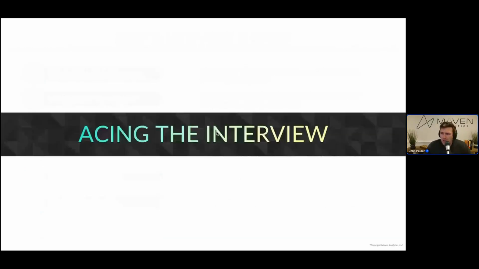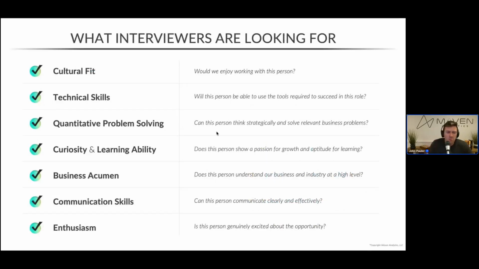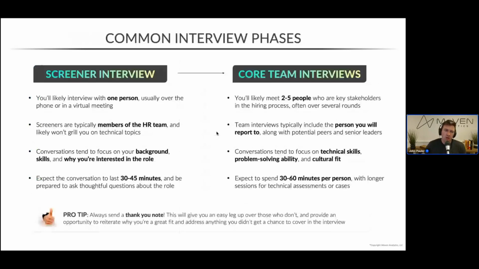So next, and we're almost out of time, I will basically just say that Aaron yesterday did a great session on acing the data analyst interview. He talks about the things that people are looking for from the hiring manager perspective: cultural fit, technical skills. They're going to measure your problem solving quantitatively, your curiosity, your learning ability, your business acumen, your communication skills, and your enthusiasm for the role. He does a really good job talking about what you can expect and how they're evaluating these different things, and what you want to be getting into.